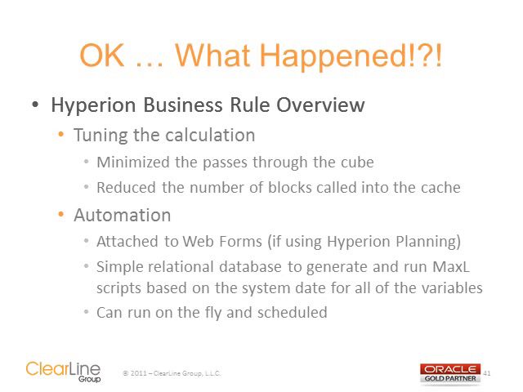We tuned the rule to minimize the passes through the database and to reduce the block I/O. We could also schedule the process with default values for the runtime prompts. It was fairly easy to automate the UDA build so that we could identify the discontinued items, but we were also able to automate the substitution variables by building a relational database that could create and run the MaxL scripts on the fly based on the system date.